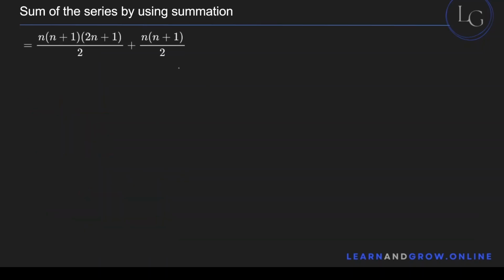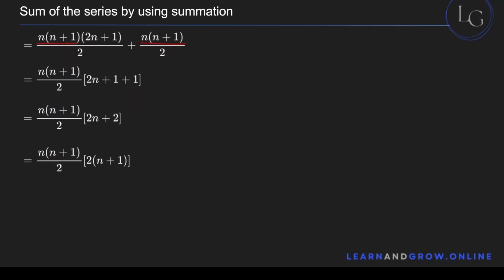Now the 2 is a common denominator in both, so they can be added, and upon addition you get this, because this n into n plus 1 term is common in both of these expressions. So now you have n into n plus 1 over 2 into 2n plus 2. And upon further simplification, this is what you get. This expression is equal to Sn, and that is what the question required us to do.